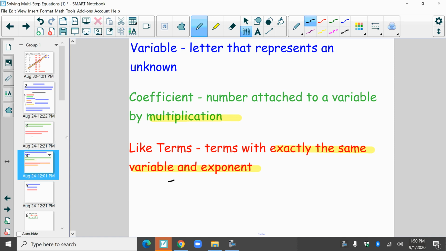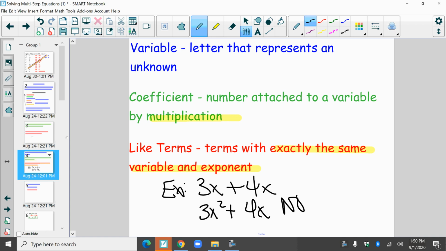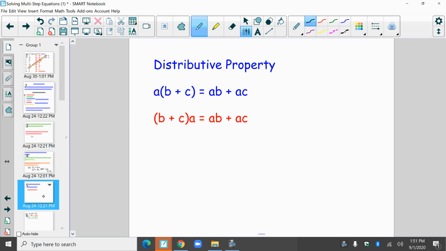An example of that: 3x plus 4x. Those are like terms. 3x squared plus 4x are not like terms. So be super careful and make sure you're combining like terms effectively. The next thing is the distributive property. The distributive property is whenever you take the a on the outside and you multiply every single term on the inside by a. Everybody does great when the distributive property is on the left-hand side. However, when it's on the right-hand side, this is when everybody messes up. Okay, so we need to be super careful of that.